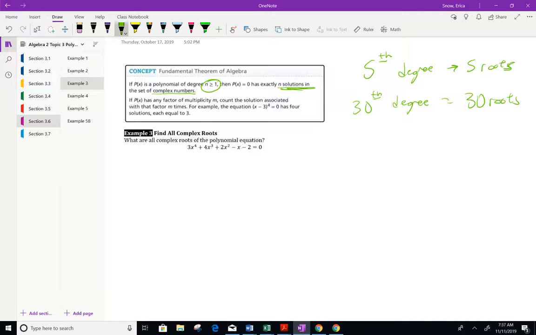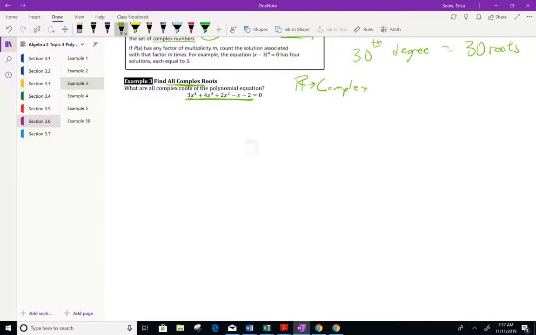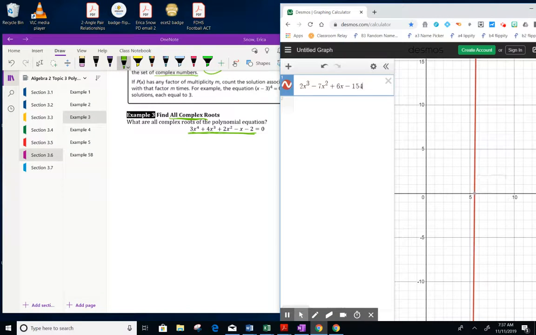That's what we got here. So this one says if we're going to find all of the complex roots, now remember that the real numbers are part of the complex. So real numbers are included in the complex set. So let's find all the complex roots. And you're going to hate me when I show you how to do this, but this is life. So the easiest way is to find all the real roots first. So to do this, we're going to once again head to Desmos and we're going to graph that equation.